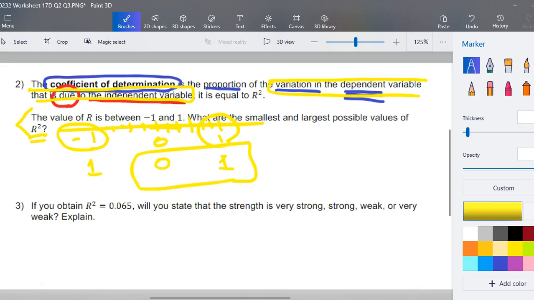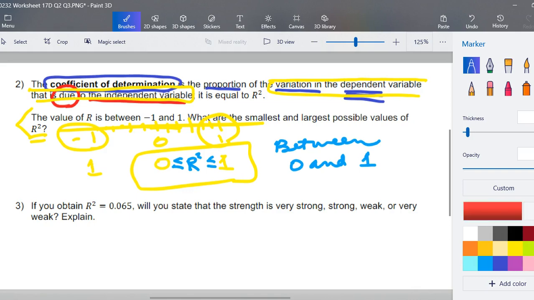So what it's looking like is that R squared is either going to be less than or equal to 1, or greater than or equal to 0, or you might want to just say it is between 0 and 1 and can include 0 and 1.